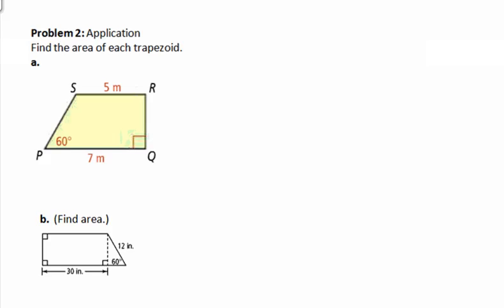Alright, let's do something else. Let's apply it a little bit differently. Find the area of each trapezoid. We are given some information about this, but not enough to use the formula. Remember, the formula is 1/2 times the height times the sum of the two bases, base 1 plus base 2. So we have base 1 and base 2. We do not have the height. But what do we have?